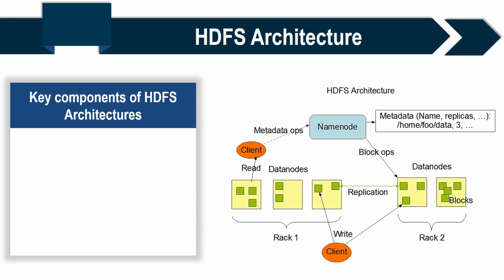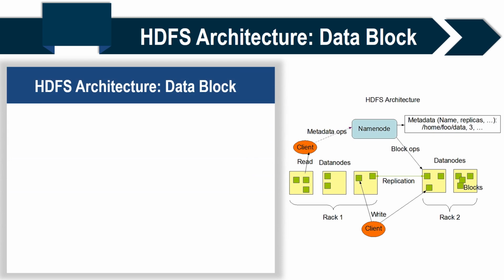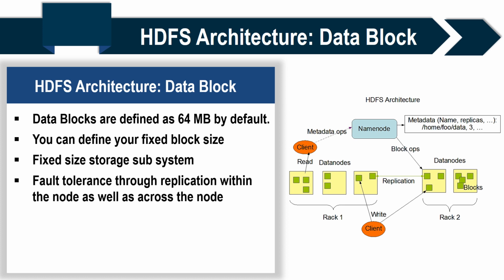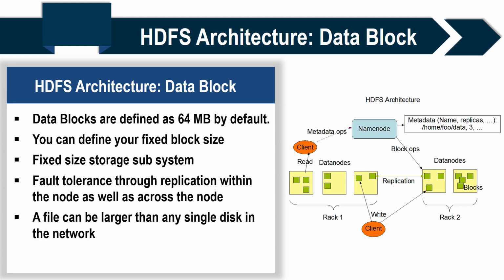the Hadoop Distributed File System architecture. So HDFS has three key components. The first one is the data block, the second is the name node, and the third one is the data node. Here you see in the data block there is a default fixed-length size of 64 MB, but you have the flexibility to define your own data block, which can be of any size, but the fixed size provides some advantage. Fault tolerance through replication within the node as well as across nodes provides the exceptional resiliency aspect of HDFS. If you look at the example, here you see there are yellow boxes within which there are green boxes.